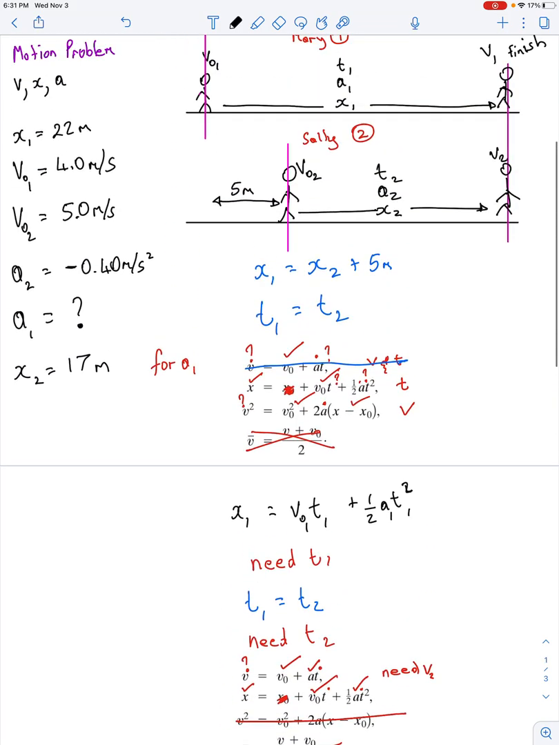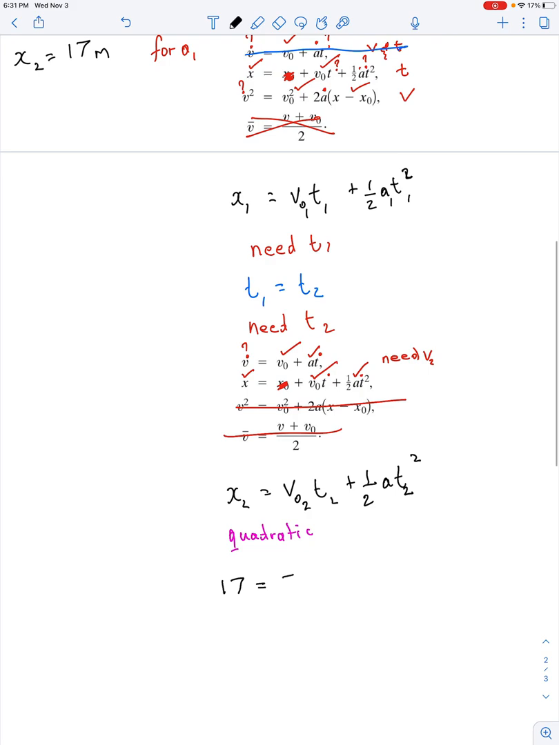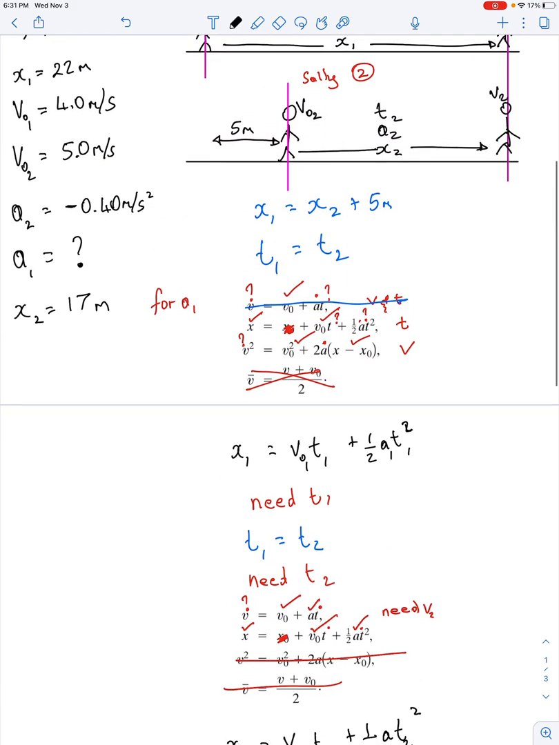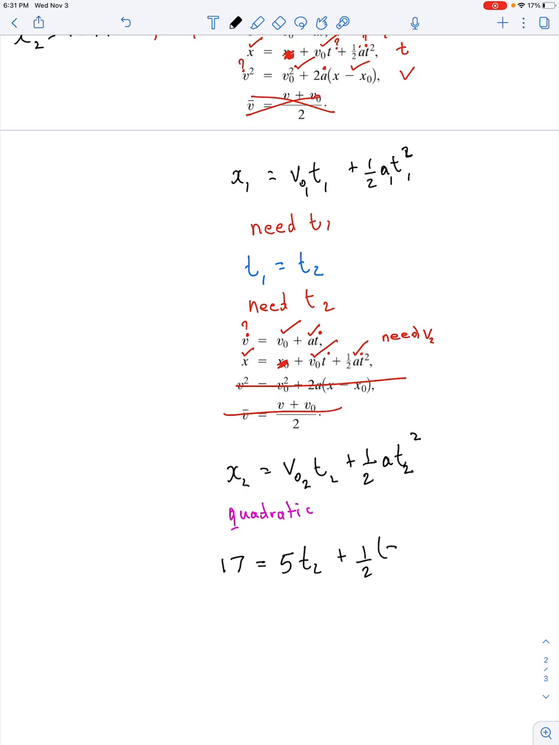Okay? V02, what was V02? 5. So this is 5 T2 plus half of A, which was negative 0.4, times T2 squared. So what I want to do first is set this thing equal to 0. So I'm going to move the 17 from here to over here. So I'm just going to write 0 is equal to 5 T2 minus 0.2 T2 squared minus 17.